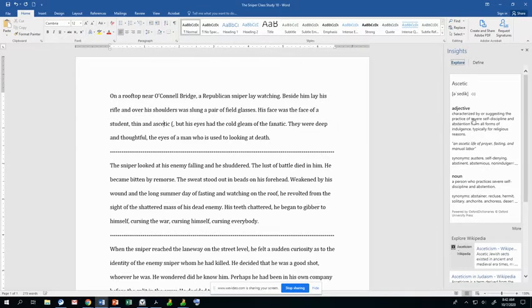So this says characterized by or suggesting the practice of severe self-discipline and abstention from all forms of indulgence, typically for religious reasons. Now, if you don't understand a word inside the definition, like abstention, you probably want to look it up too. But I know what that means. Abstention means avoidance of, basically. So really self-disciplined, so disciplined that they avoid any kind of indulgence. So that means like they never have dessert or they never do anything fun. So that's a useful definition for me.